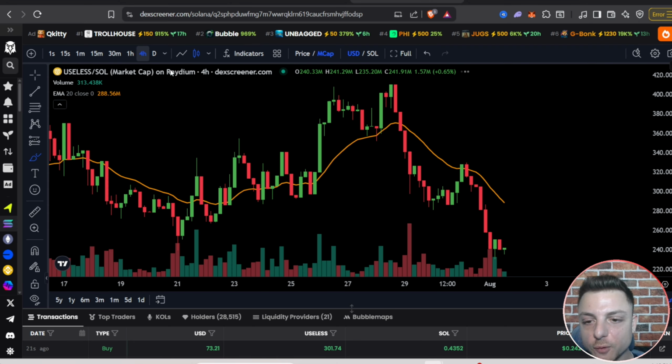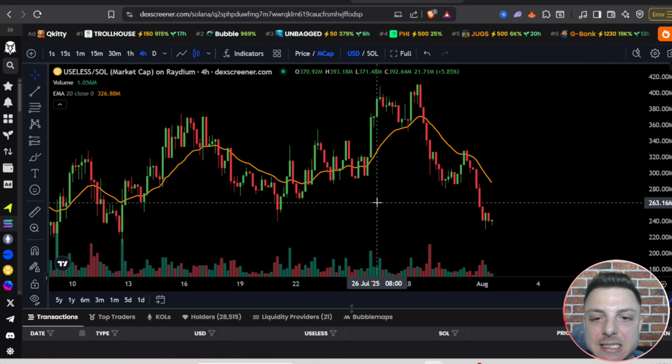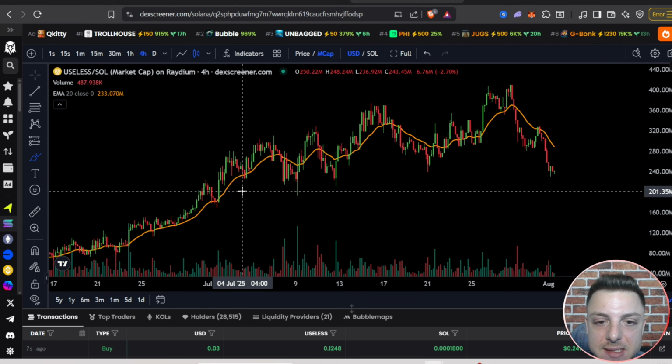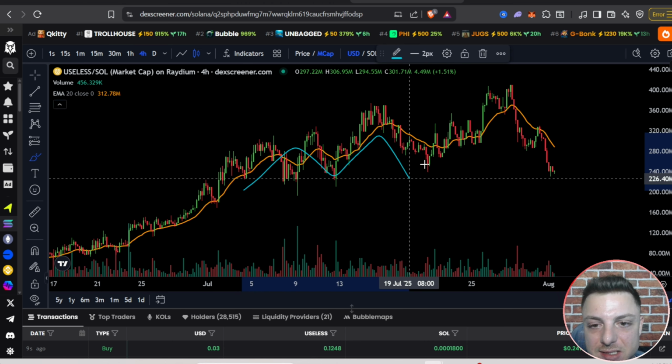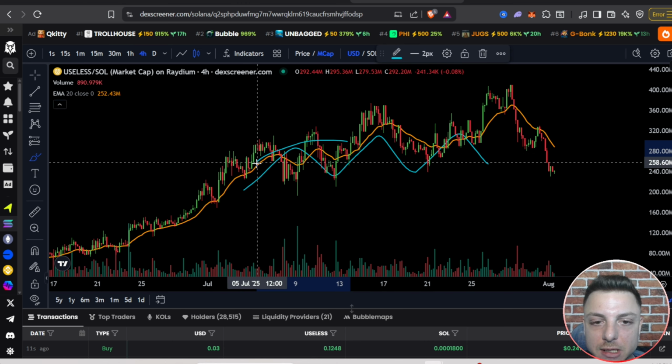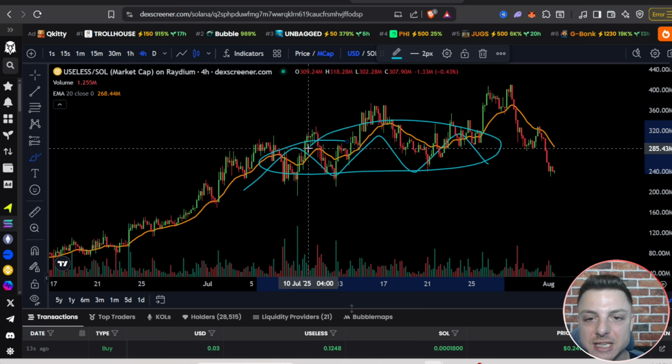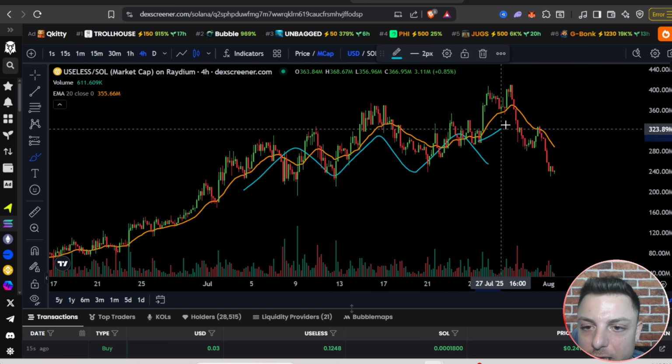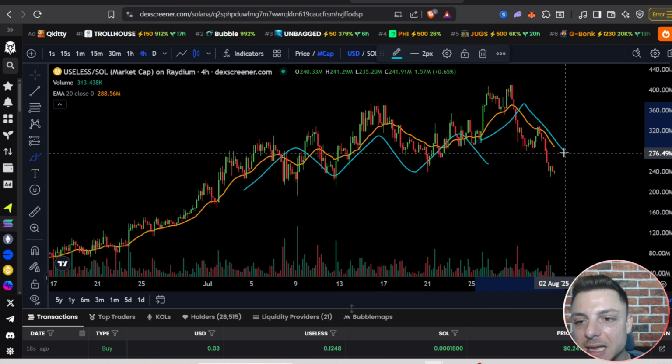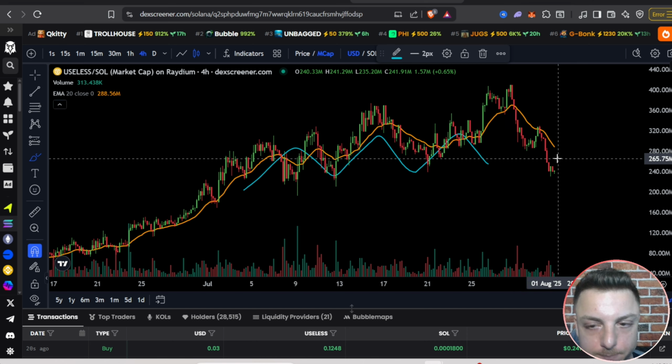So we'll next go to the 4 hour. And then we can easily see, in this area right here, we basically had a sideways EMA really struggling to either go up or go down. And now we had a little bit of a spike up. Now we're having a decent spike down.